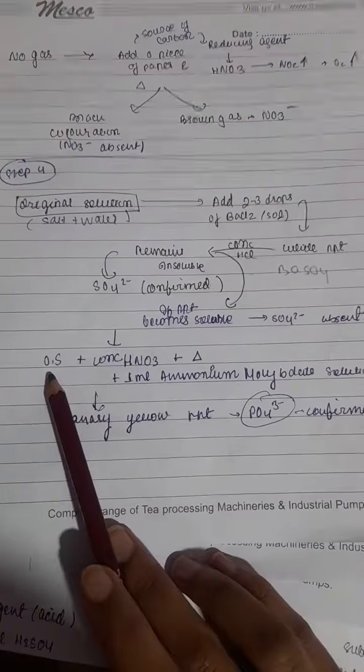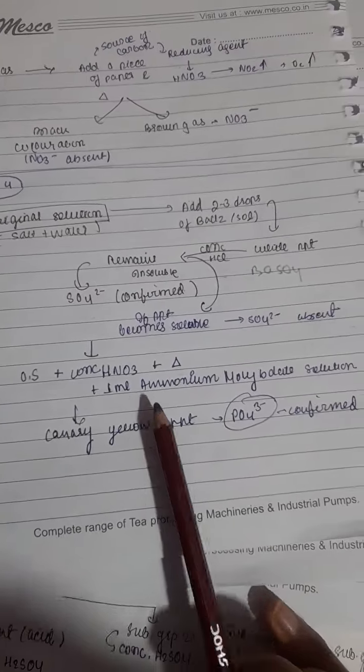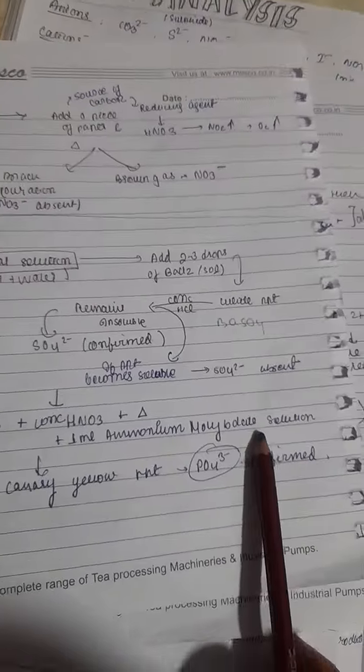Then we take again the original solution of the salt. We add concentrated HNO3, and then we heat it and add 1 ml of ammonium molybdate solution. We get a canary yellow PPT, which confirms phosphate ions.